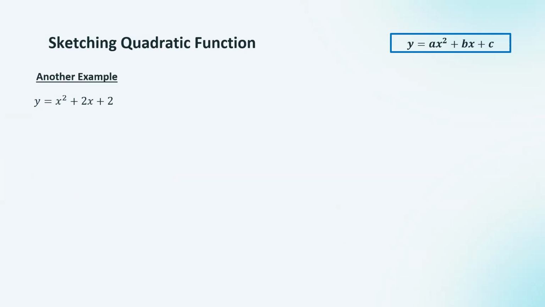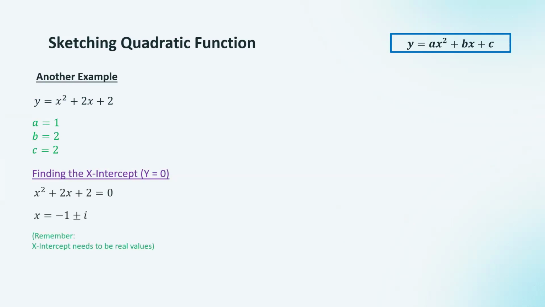Now, this example is going to be a bit different than the one before, because as you can see later, we have no x-intercept in this case. When y is equal to 0, you actually get an imaginary root. And we know that the x-intercept needs to be a real value. So we have no x-intercept. The x-intercept is equal to none.